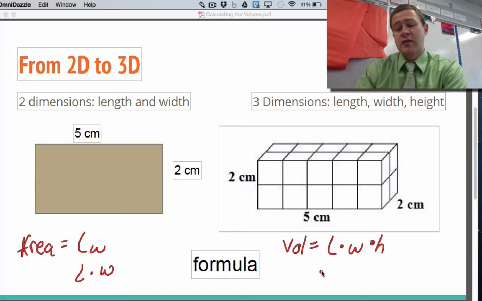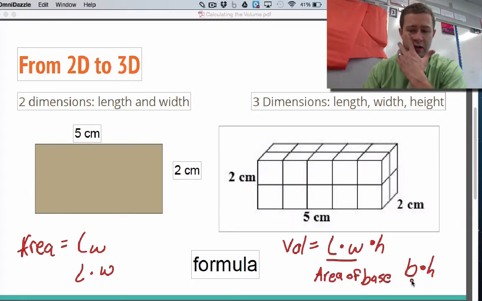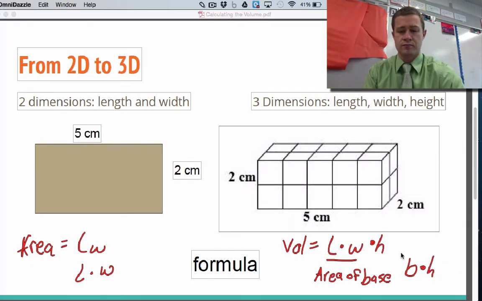So I could also think about it this way. Volume could also be the area of its base. So if our base is length times width, the area of the base, I'm just going to call that B. So it'd be B times H. Whatever the area of the base is, times its height.